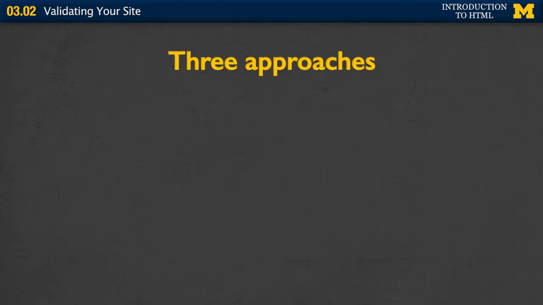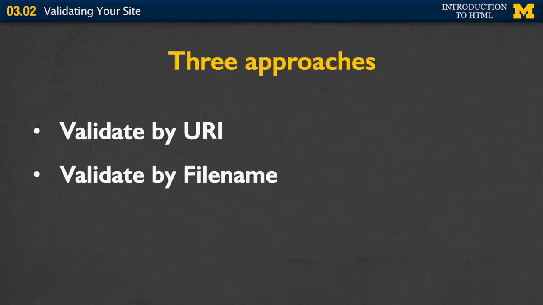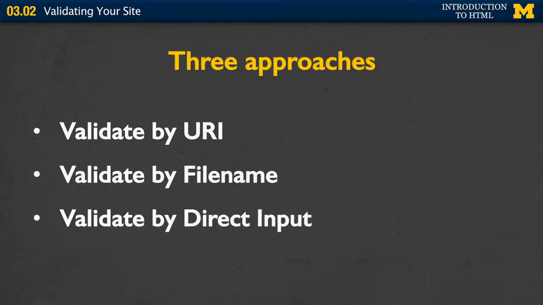So there are three approaches to validating your code for consistency. One is to validate what we call the URI or the URL. Another is to validate by your file name, which means instead of giving your URL, you can actually upload your file to check it. The third way is what I call by direct input.